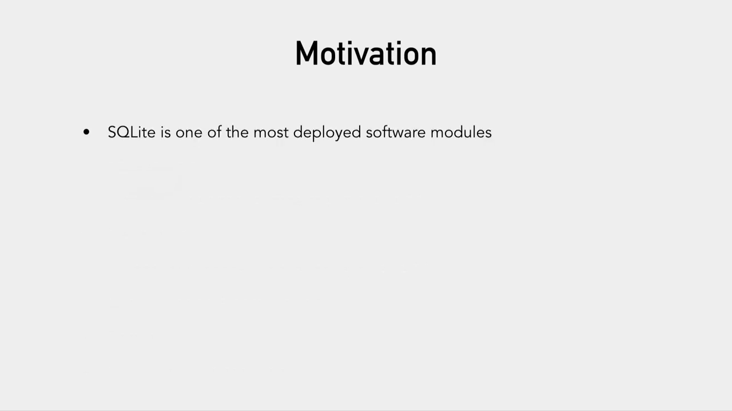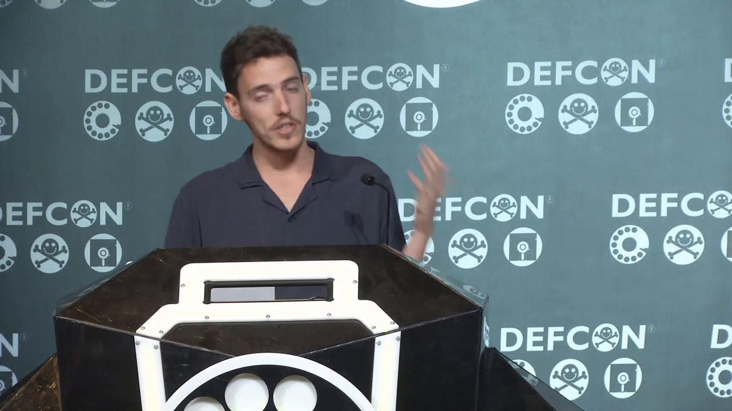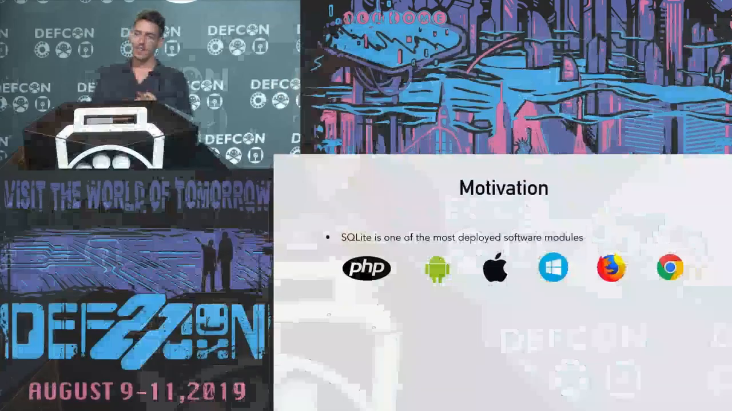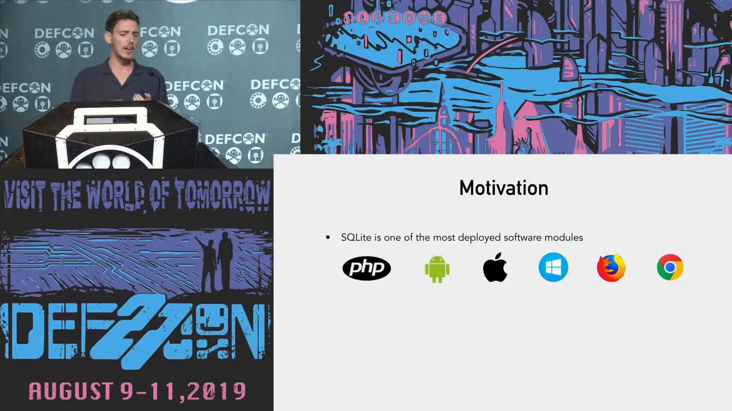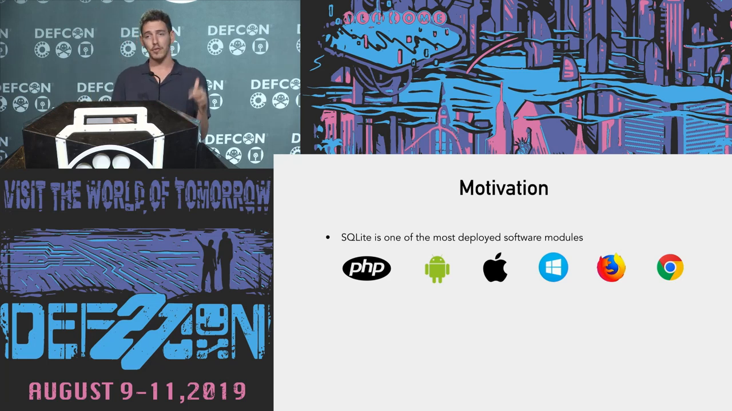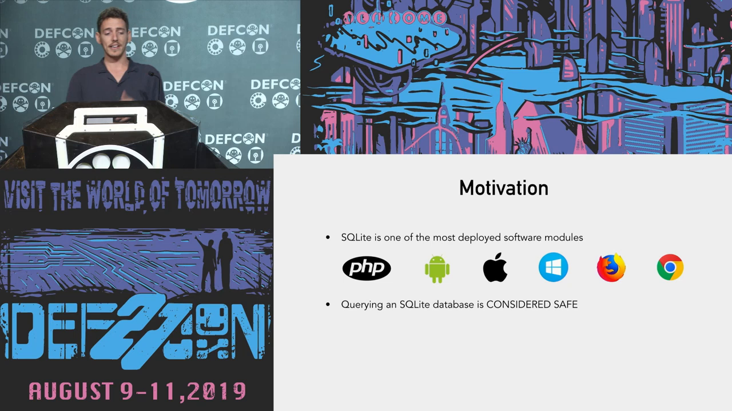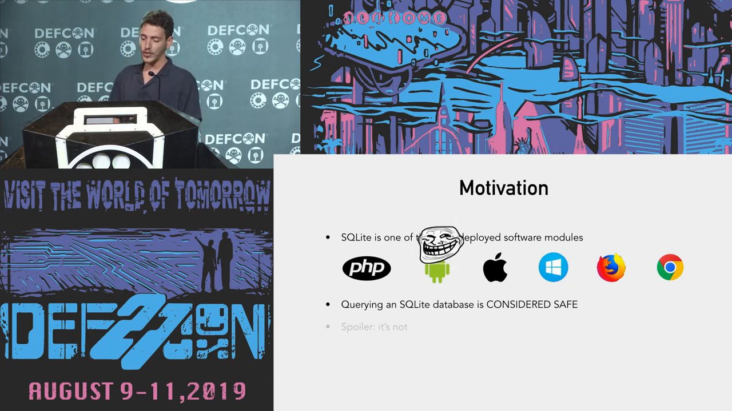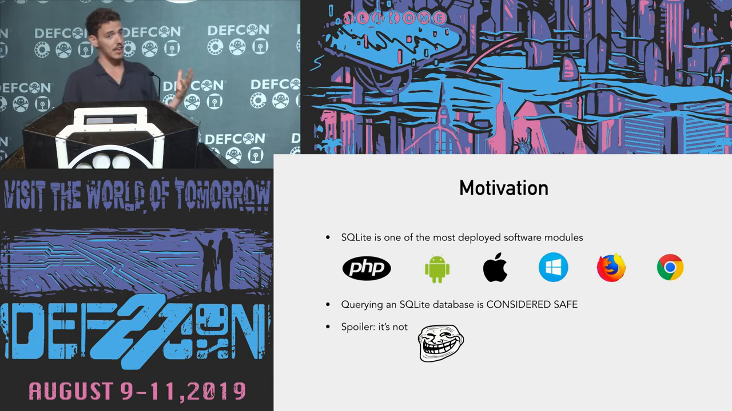The motivation for this research is quite obvious. SQLite is one of the most deployed pieces of software in the world, whether it's PHP 5, 7, Android, iOS, macOS, it is now built into Windows 10. It is practically everywhere. Yet, querying a database is considered safe. And hopefully, by the end of this talk, you will realize why this is not necessarily the case.